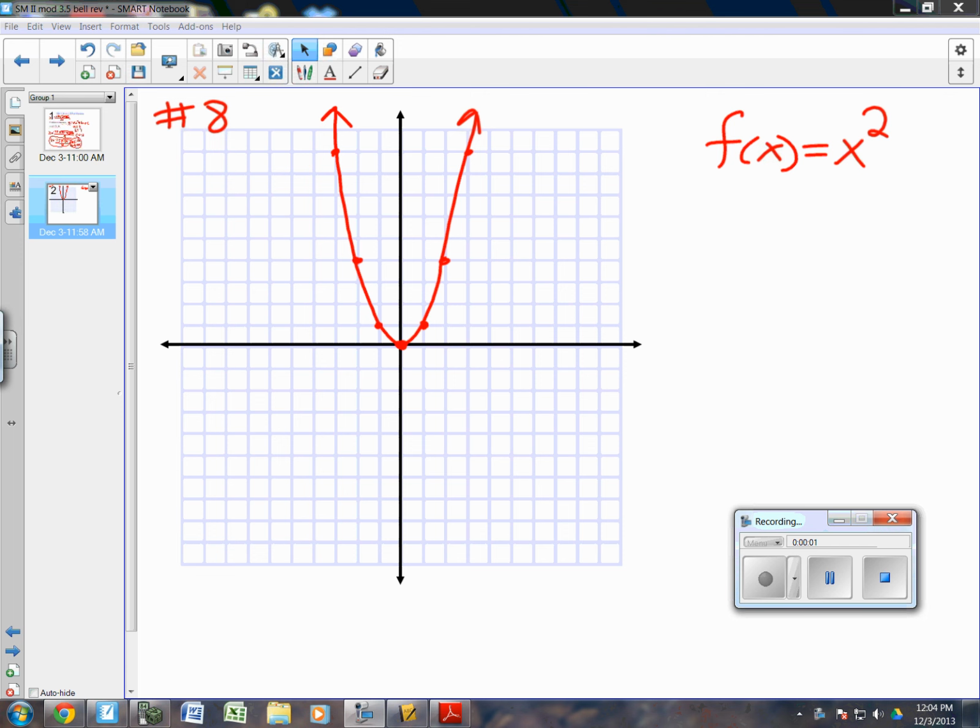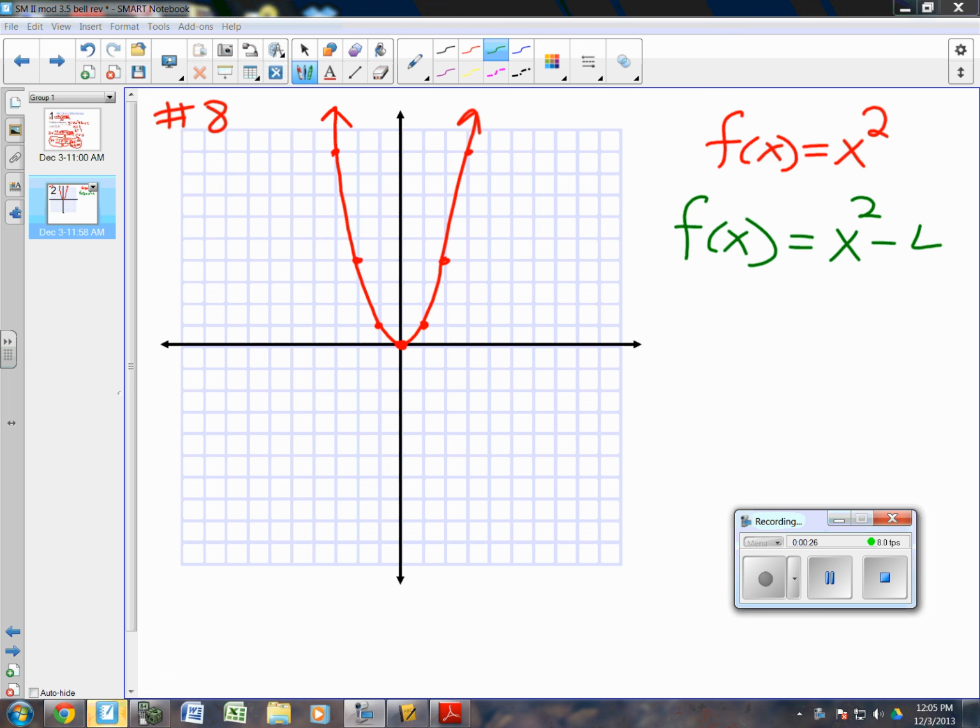Okay, so this is number 8 on the 3.5 assignment. Graph each quadratic function. We just graphed f of x equals x squared, and g of x equals x squared minus 4. What's f of x equals x squared minus 4? Where is that going to move the function? Down 4.